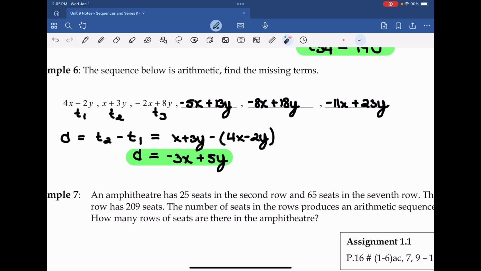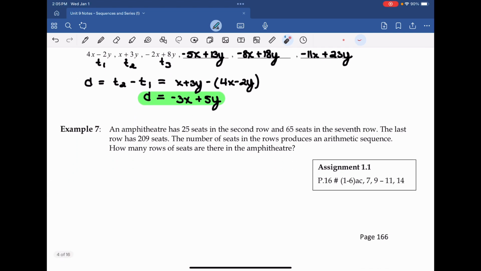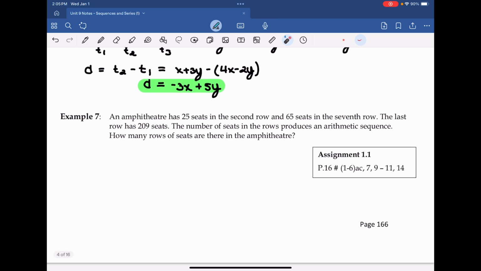All right. Now, in this situation, we're going to go down to an applied example, which is going to deal with some sentence structure and then pulling that apart and figuring out some specific value in here. So in this theater, or this amphitheater, it has 25 seats in the second row, 65 seats in the 7th row, and then the last row, whatever that row is, has 209 seats. The number of seats in the rows produces an arithmetic sequence. So as we go up from row to row, they increase by the exact same amount. How many rows of seats are there in this amphitheater?